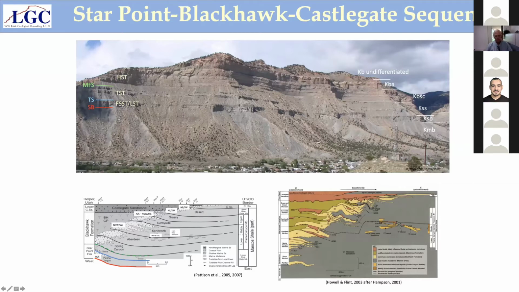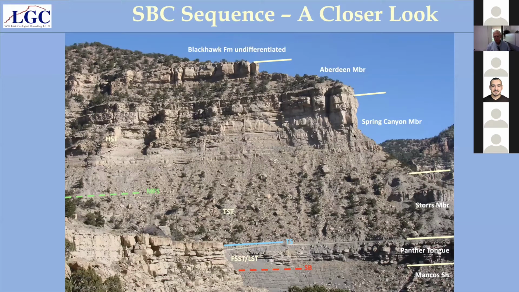Okay, this is a closer picture of the same succession. There's a canyon over there that you can see in the picture. We're in another canyon just like that one, and we're going to be walking up the one that's behind my back as I'm taking the picture. But again, down at the bottom is the Mancos Shale. The Panther Tongue is one of the units we're going to discuss, and then we're going to come up here and talk about the Spring Canyon member. On another time, if you'd like, we could go through the sequence stratigraphy of the succession, but that's not the focus of today.